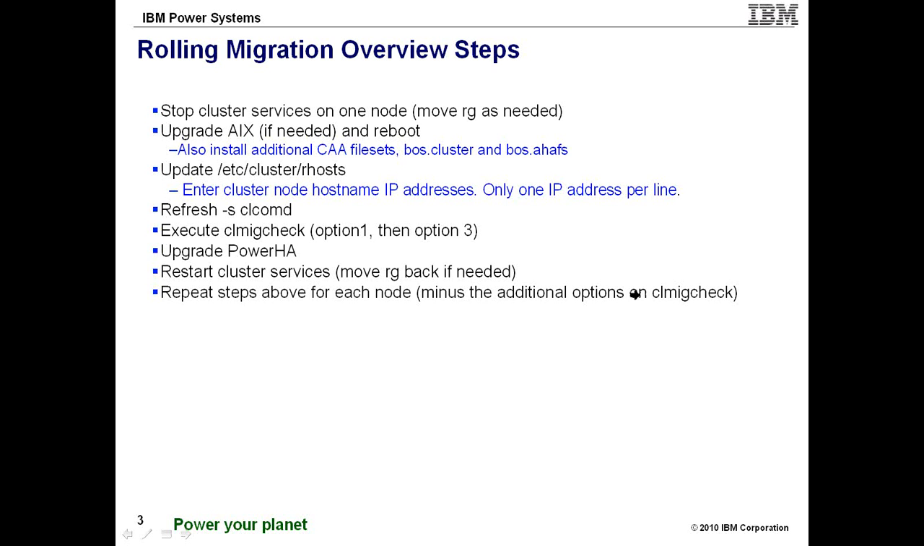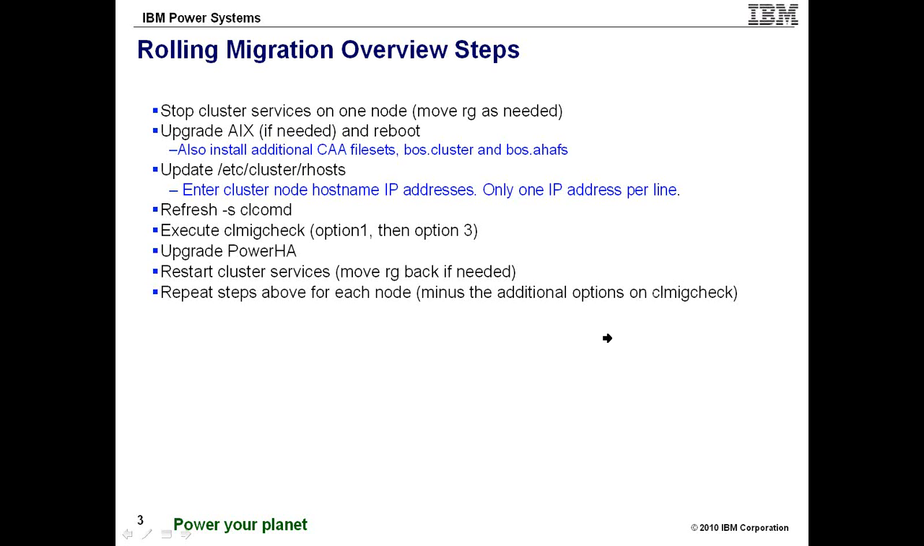The reason for that is there is a very specific file that gets created called clmigcheck.txt, and I will actually show this in the demonstration. Once that file exists on each node in the cluster, it knows that the clmigcheck operation has already been performed and you do not need to run it again.